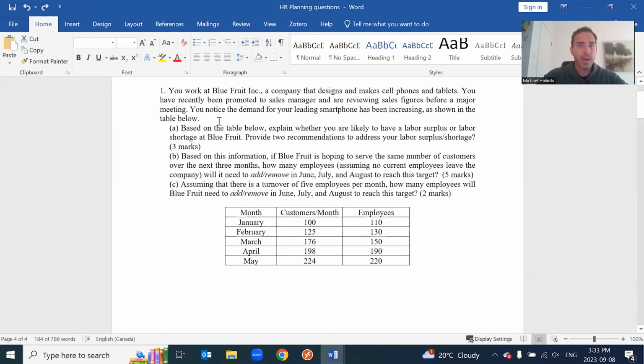So the first question we're going to look at is actually the ratio analysis. It is a challenging question because you're looking at data in a table year over year and you're trying to figure out what to do with it. However, it's not actually that challenging. Okay, so let's take a look at the question you have.